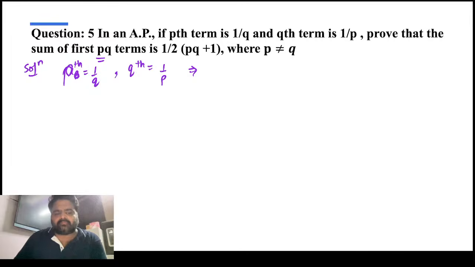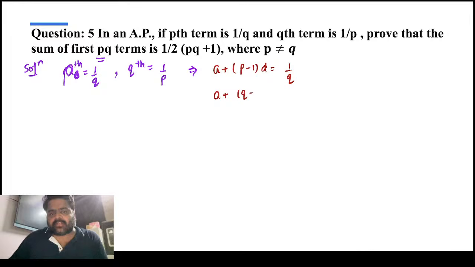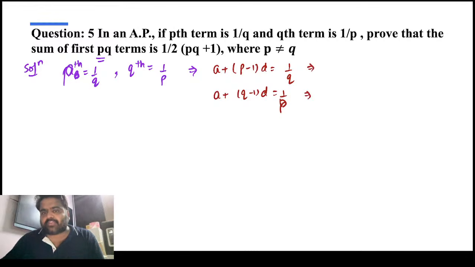First of all, the nth term, you know that a plus n minus 1 into d. तो pth term is a plus p minus 1 into d is equal to 1 by q. Qth term is a plus q minus 1 into d, which is equal to 1 by p. Now solve these two terms. When you solve these terms, calculate the value of a and d, like a plus pd minus d is equal to 1 by q. This is a plus qd minus d is equal to 1 by p. These are the two equations.